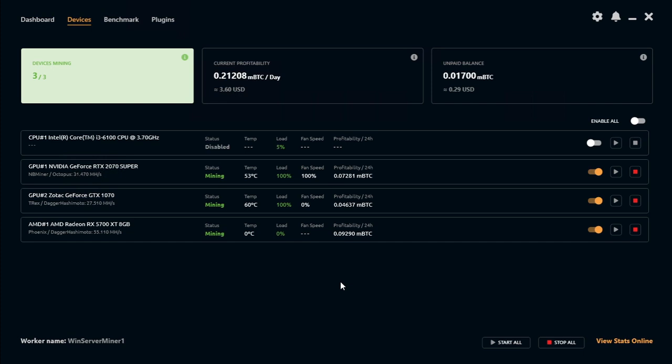Today we will be taking a look at our mining server that we built recently, which has an RTX 2070 Super, GTX 1070 and an RX 5700 XT 8GB. Looking at the overview, our three cards currently generate about $3.60 USD. Our Bitcoin price is currently at 16,977. We're going to take a look at what each of these cards is generating per day.